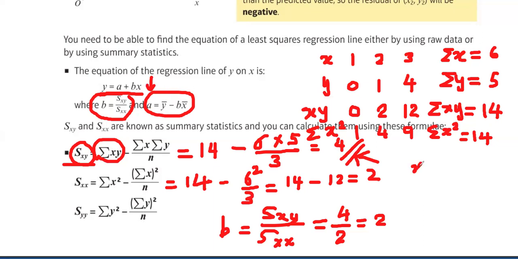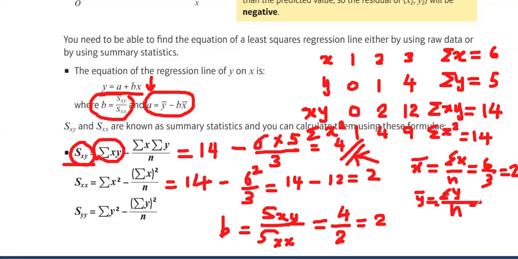What is the meaning of x bar? x bar equals sigma x over n, the average of x. Sigma x is 6 over 3, the number of data, equals 2. Also y bar equals sigma y over n, equals sigma y 5 over 3, equals 1.67.